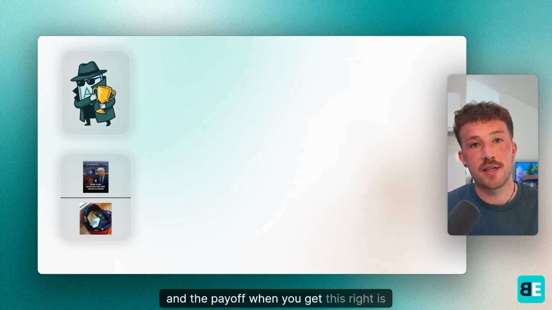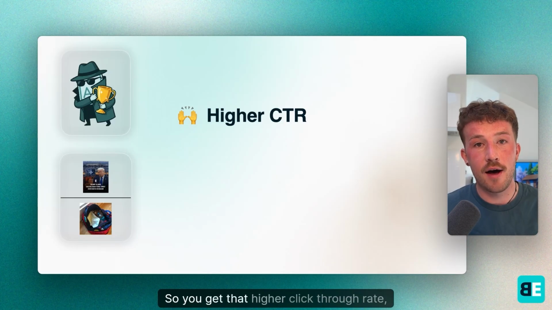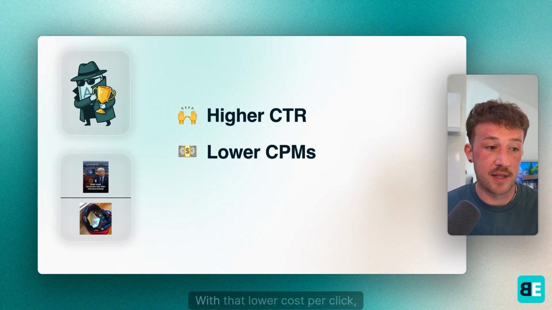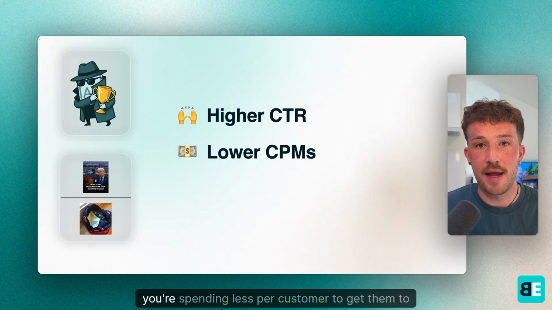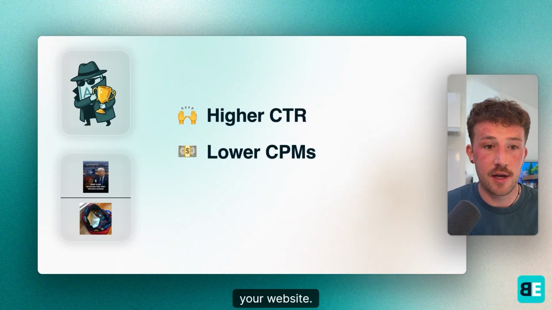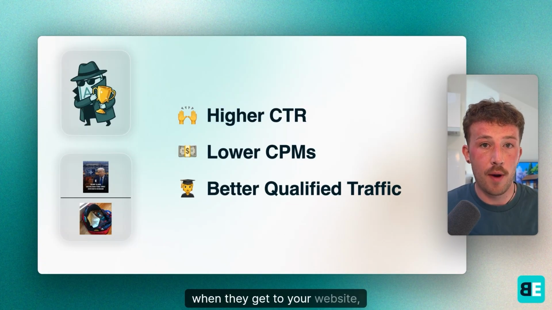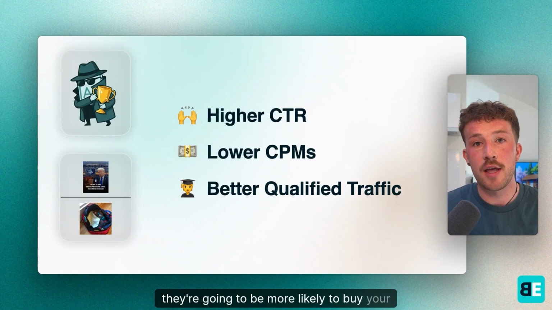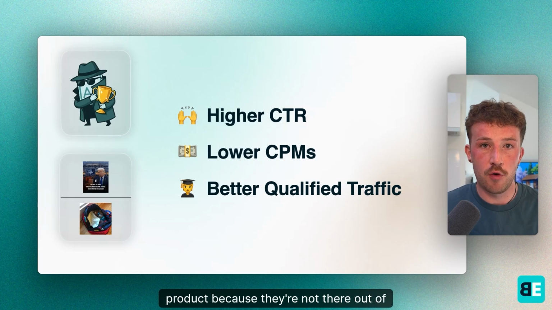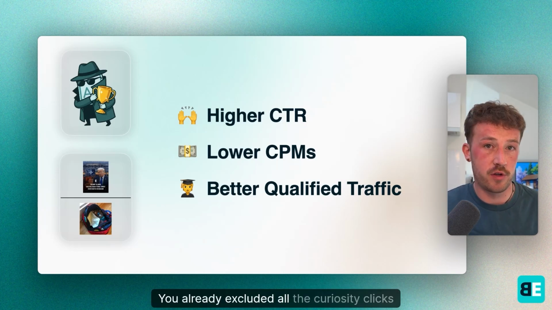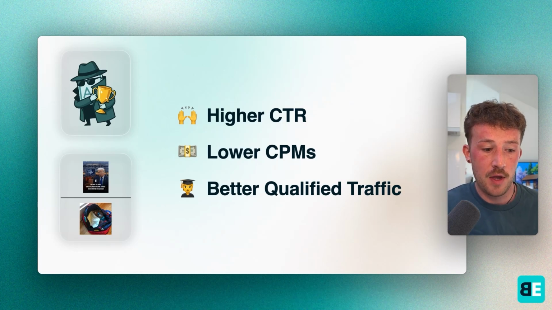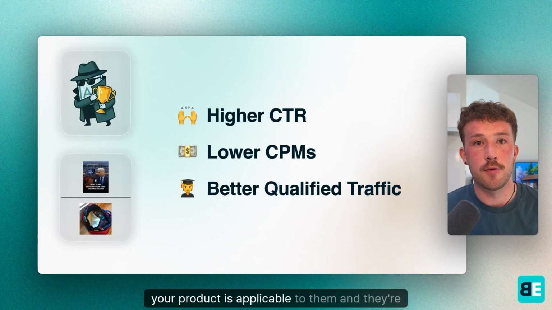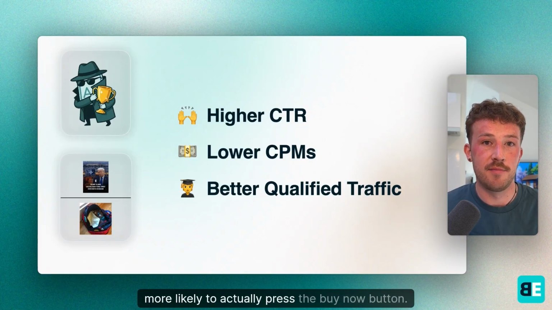And the payoff when you get this right is threefold. So you get that higher click-through rate, you get those lower CPMs, which is just going to give you that better chance with that lower cost per click. You're spending less per customer to get them to your website. And on top of that, when they get to your website, they're going to be better qualified traffic. They're going to be more likely to buy your product because they're not there out of curiosity. You already excluded all the curiosity clicks earlier in the system. So those that make it through your funnel and to your website, your product is applicable to them and they're more likely to actually press the buy now button.